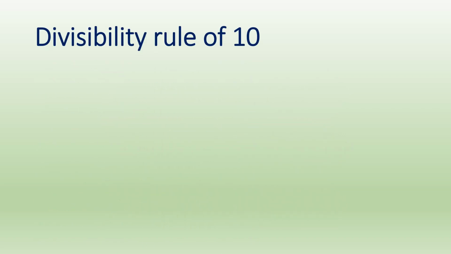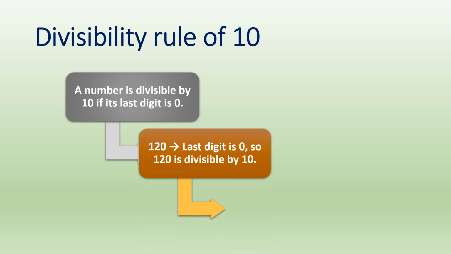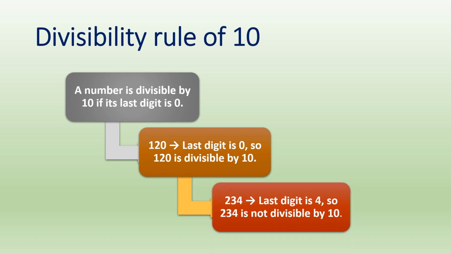Next, we check the divisibility rule of 10. A number is divisible by 10 if its last digit is 0. 120. Here, the last digit is 0. So 120 is divisible by 10. Another example, 234. The last digit is 4. So 234 is not divisible by 10.